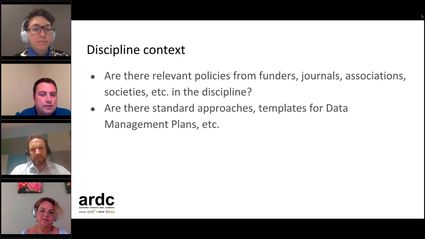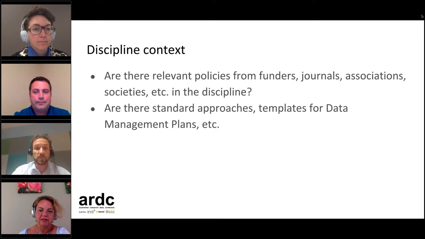So those are all aspects broken down by those four letters in the FAIR Data Principles. However, there may well also be other elements that you might want to pull in for your 10 research data things. Those can be more general disciplinary context that would be useful to incorporate. So, for example, are there relevant policies that funders or journals or associations or societies have in the discipline? Are they starting to push for FAIR? Have they got guidance in that space? Is that something you want to point the researchers to?